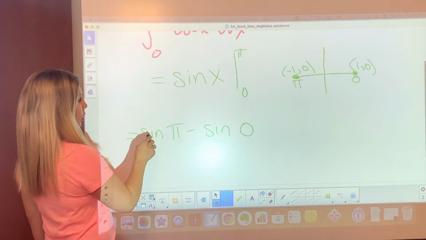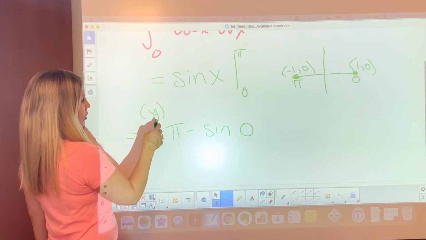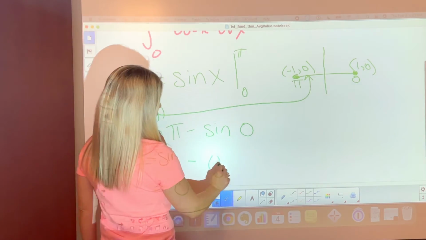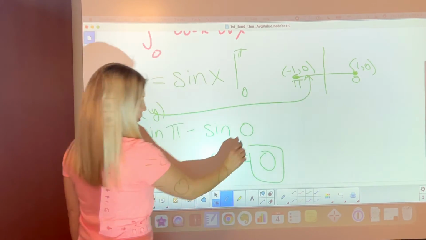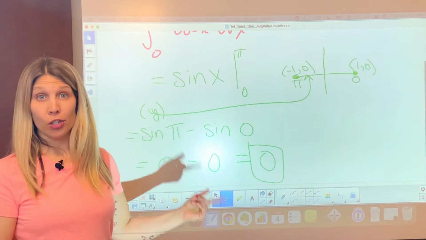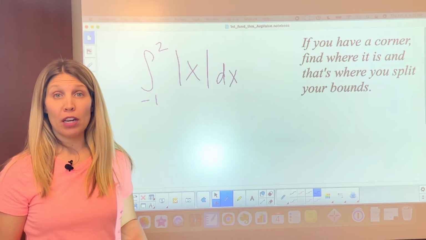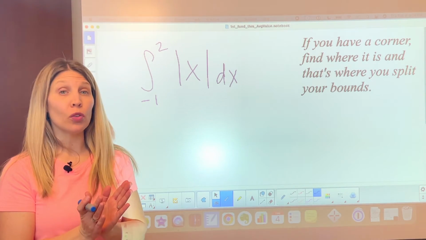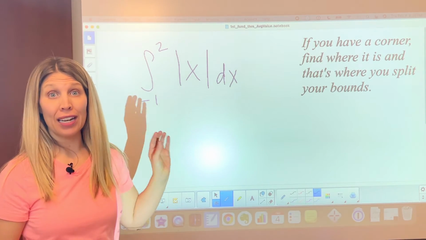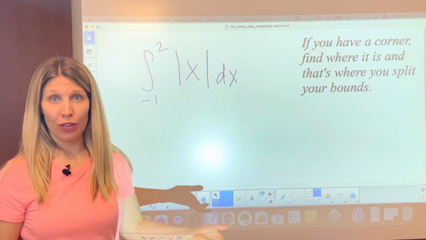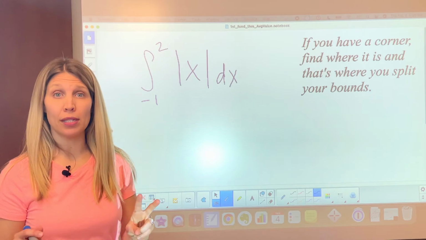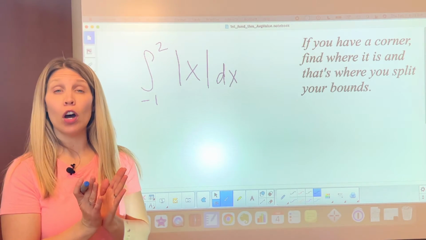And sine, of course, if you remember, is your y value over here. And guess what? You're going to have 0 minus 0. So a whole lot of 0. Done. The one thing that you have to be careful about is any time that your function has a corner, because we all know that you cannot take the derivative of a corner, and an integral is the opposite of a derivative. And a derivative, if you remember, is a slope. A slope needs 2 points. That's why you can't take the derivative of a corner.